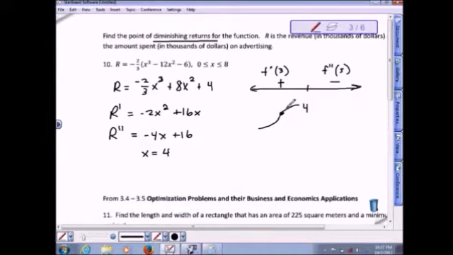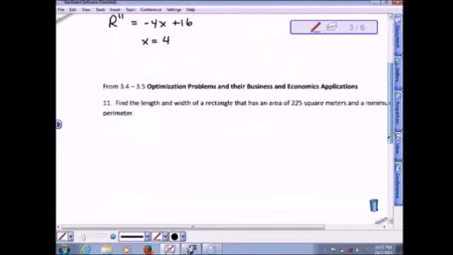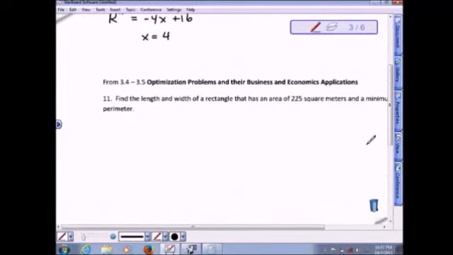So even though they will still be making more money by spending more money on advertising, they're not going to be making as much at the same rate as right here, the point of diminishing returns. So spend $4,000. That's the point of diminishing returns. Spend $4,000 on advertising. Okay.